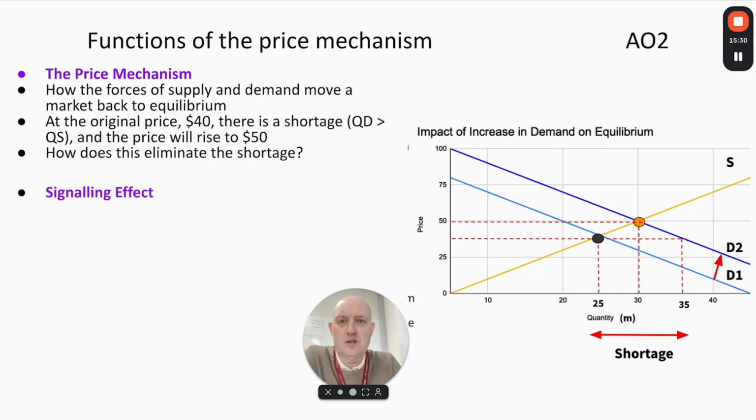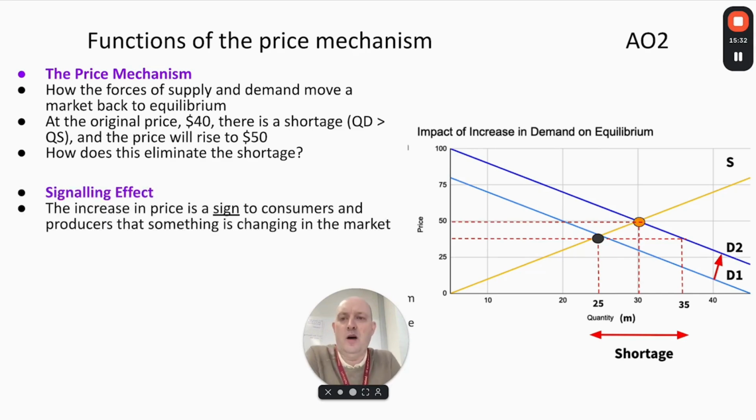And there are three parts of the price mechanism. The first part is the signaling effect. So what's going to happen is that the price is going to go up, and this increase in price is going to be a sign. Sign is derived from the word signal. So this sign tells consumers and producers that something is changing in the market. If there's no change in supply or demand, then there'll be no change in price and there'll be no signaling effect, and everything stays the same. So again, with the signaling effect, the price goes up, and therefore consumers and producers know that something is changing in the market.